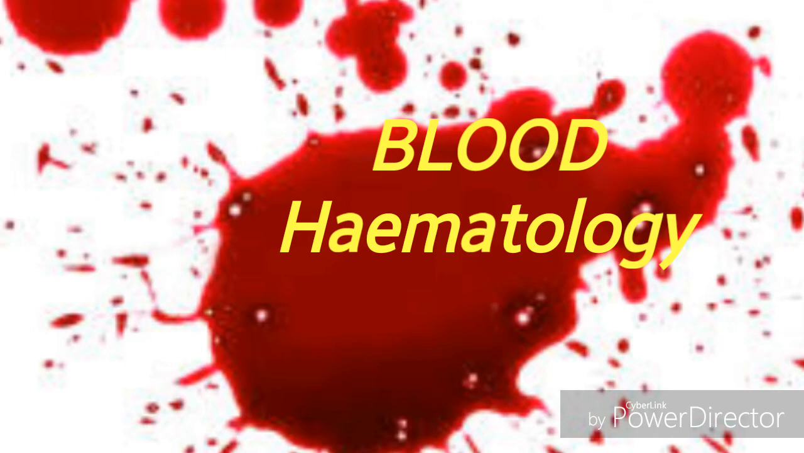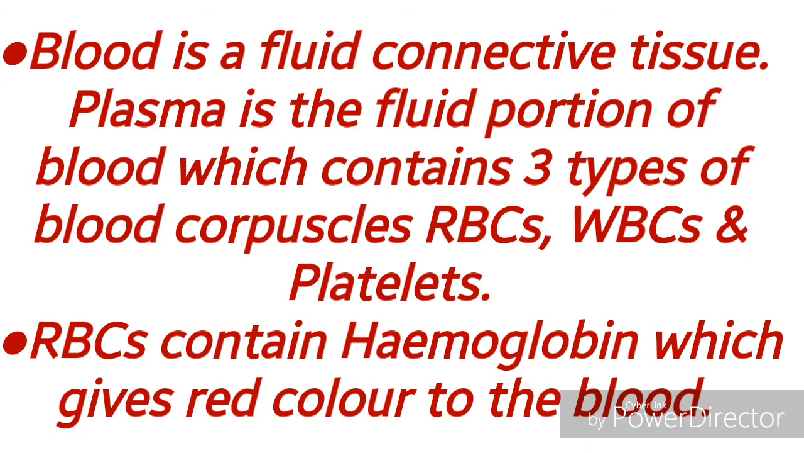Students, now let us move on to the most interesting type of connective tissue, blood. The scientific study of blood is called hematology. Blood is a fluid connective tissue. Plasma is the fluid portion of the blood which contains three types of blood corpuscles: red blood corpuscles, white blood corpuscles, and platelets.